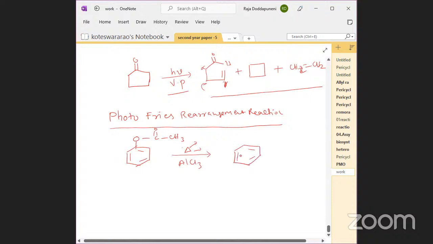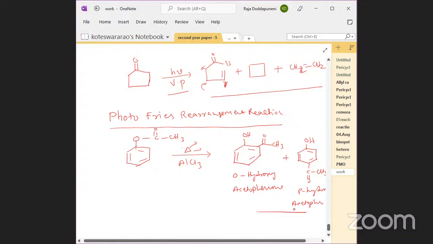actually it is a solid phase reaction. Just mix the starting material with the AlCl3, just heat it, no other solvent is required. Then it leads to the formation of aromatic carbonyl compounds, that is 2-hydroxy acetophenone or 4-hydroxy acetophenone. This is the general Fries rearrangement reaction. This is the ortho product. Actually, this ortho product is generated at lower temperature. This is the ortho-hydroxy acetophenone. This is para-hydroxy acetophenone.